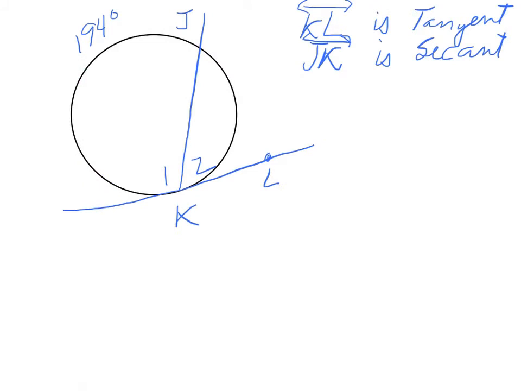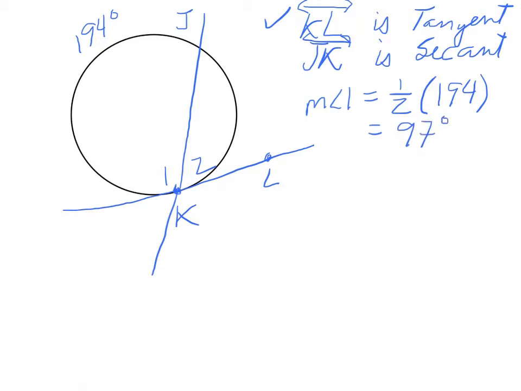So here's a simple application of that theorem. What we can see in the diagram is KL is a tangent line at point K, and JK is a secant line that crosses at K, so we meet the conditions of the theorem. If a secant line intersects a tangent line at the point where it's tangent, then the measure of the angle is half the measure of the intercepted arc. And so the measure of angle 1 has to equal 1/2 of 194 degrees in our diagram. So the measure of angle 1 is equal to 97 degrees.